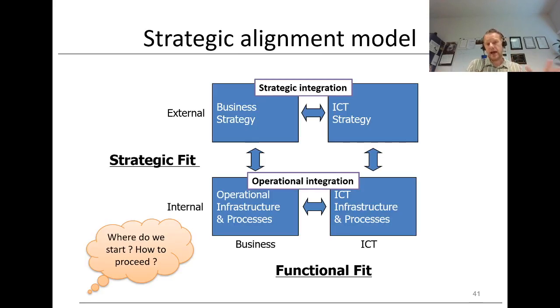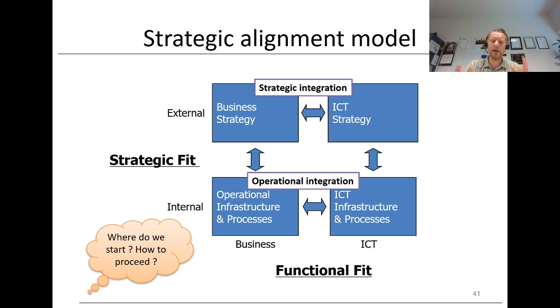The thing is, we have the strategic alignment model, so we have business strategy, ICT strategy, and then at the next level, we have operational infrastructure and processes. Then we have ICT infrastructure and processes. Should all of this be perfectly aligned? Should we have those strategic fit perfectly put in place? And should we have the functional fit perfectly in place? So where do we start?